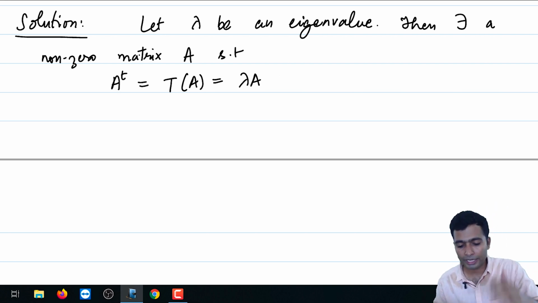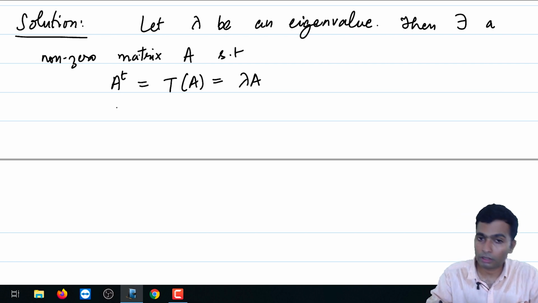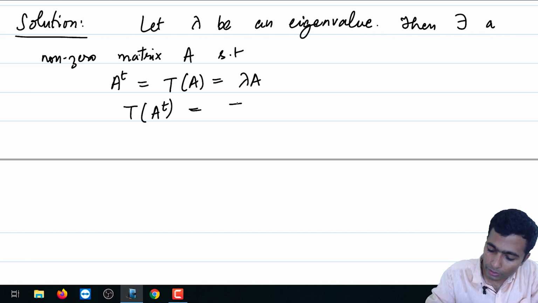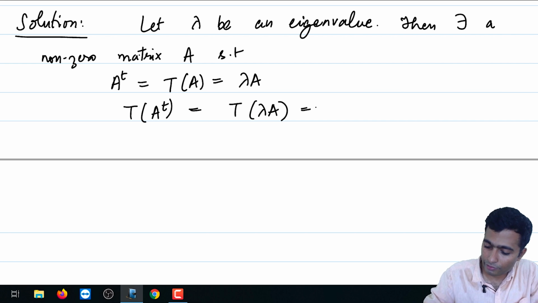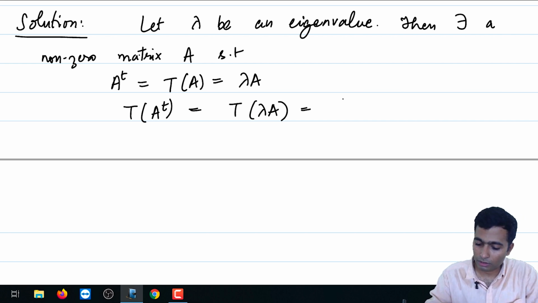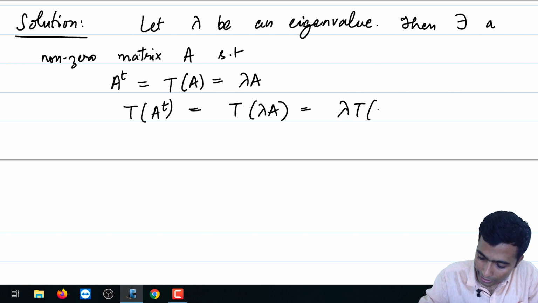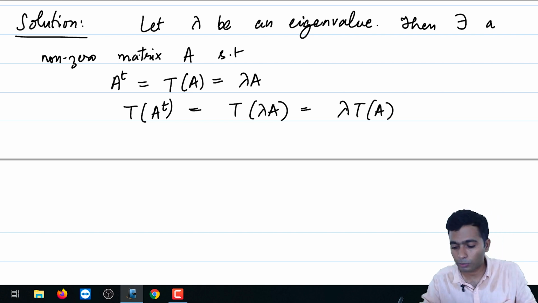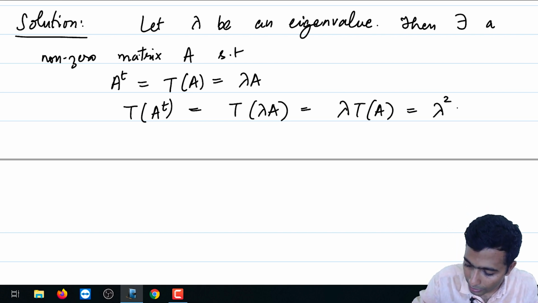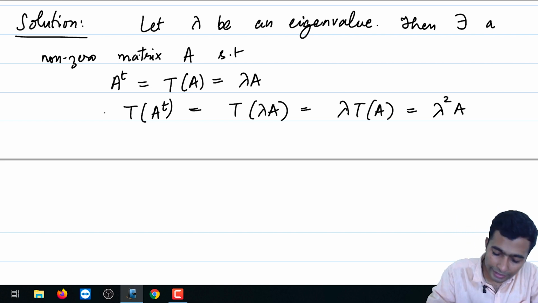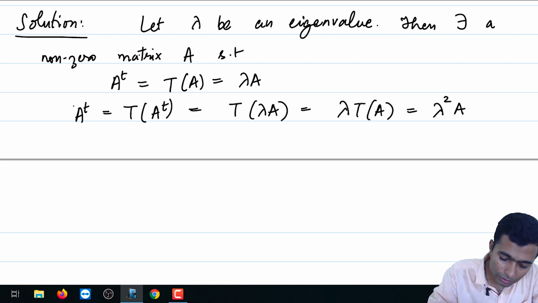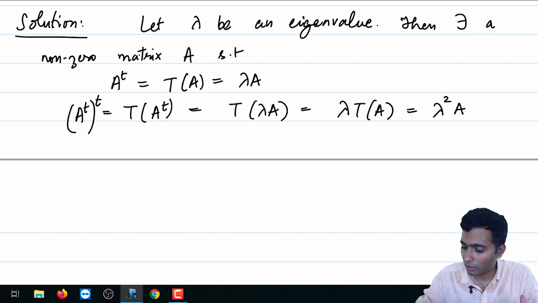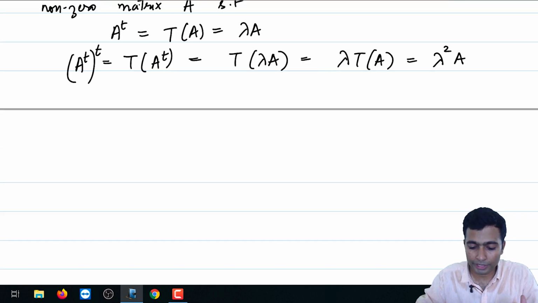Let's do one thing. Let's apply T once more. Then T of A transpose will be equal to T of lambda A, which will be lambda times T of A. But recall that to begin with, A was an eigenvector corresponding to lambda. So this is going to be lambda square times A. And what is T of A transpose? This is going to be the transpose of A transpose. So what is the transpose of a transpose of a matrix? It will give you back the original matrix that we began with.